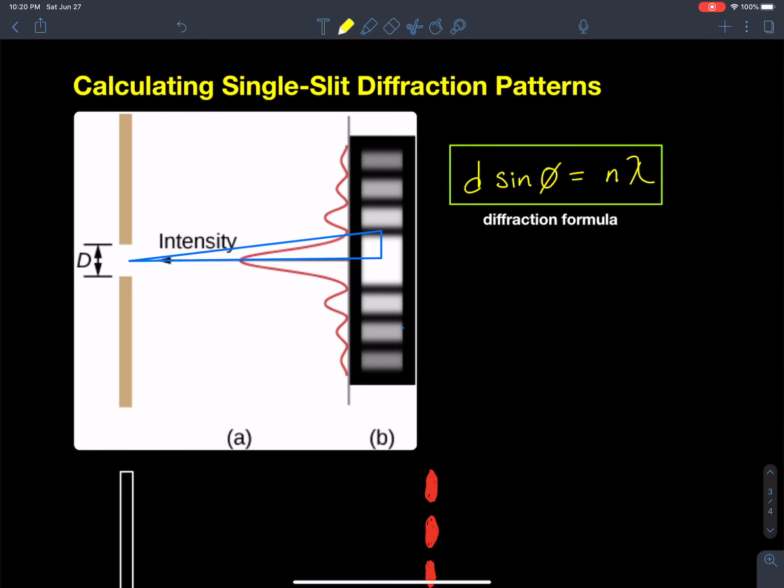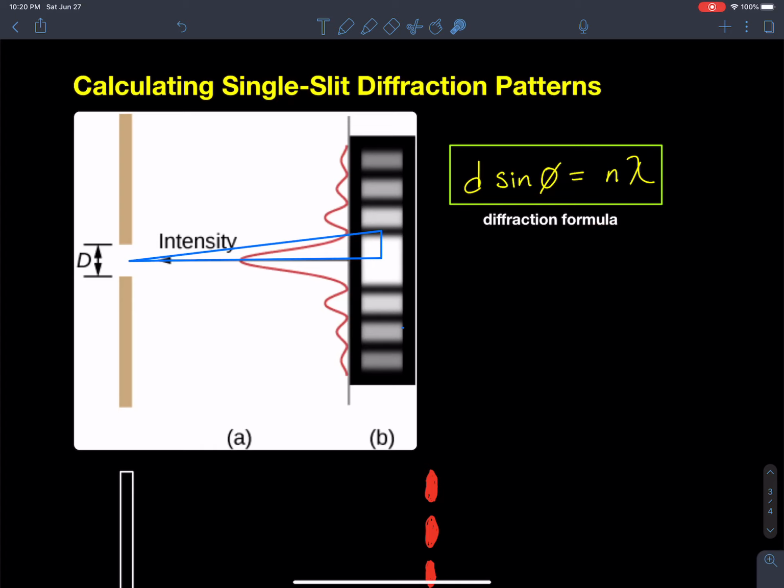Okay, so in this video, we're going to look at how to calculate single-slit diffraction patterns. And the formula that you have in your data booklet is this one, d sine theta equals n lambda, a very important formula. Some of you used this on your end of exam, even though we didn't cover it, which is pretty cool. And I'm sure that you've seen it on some videos. But this formula is actually used to derive Young's double slit formula as well. So it's a very important formula.